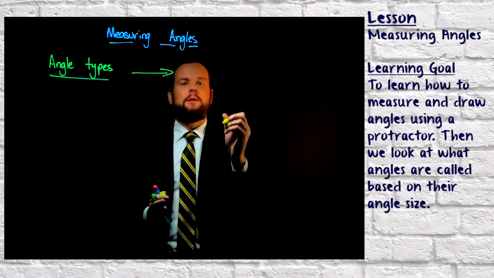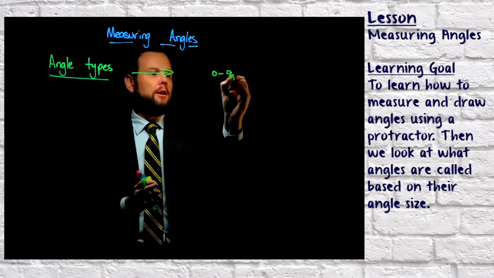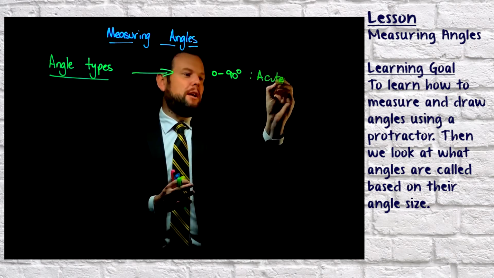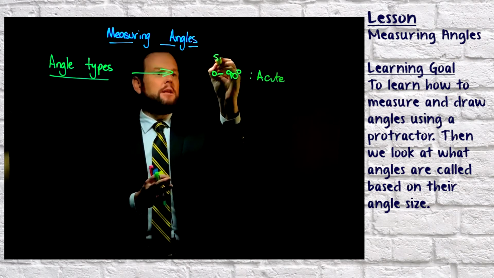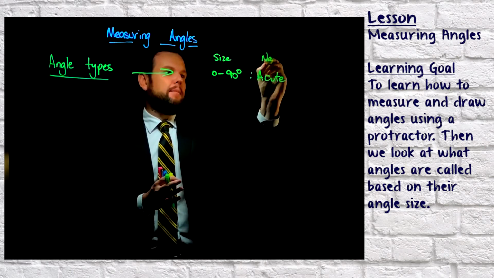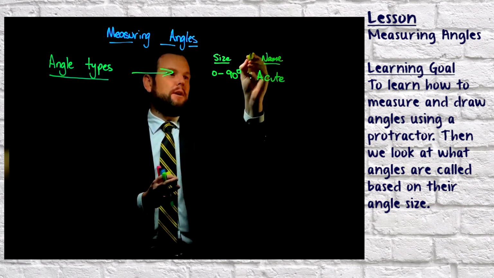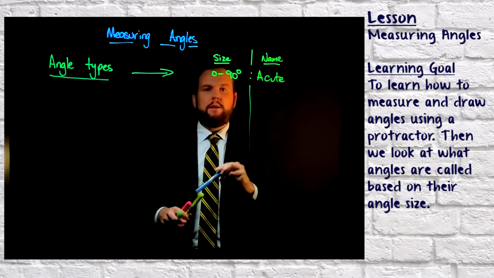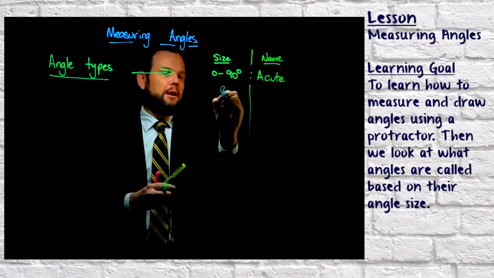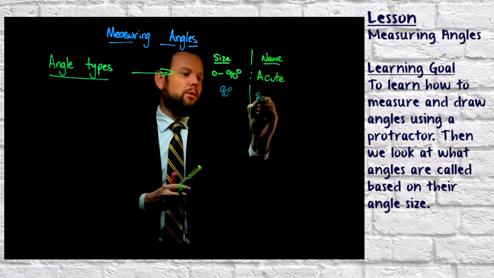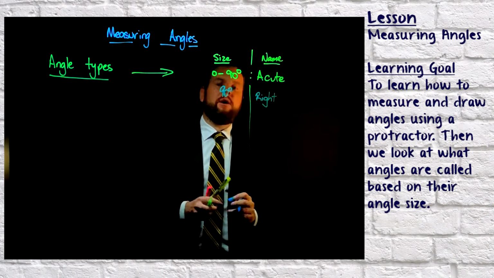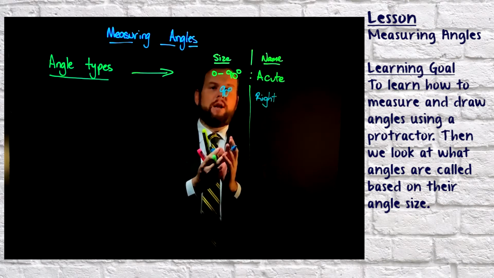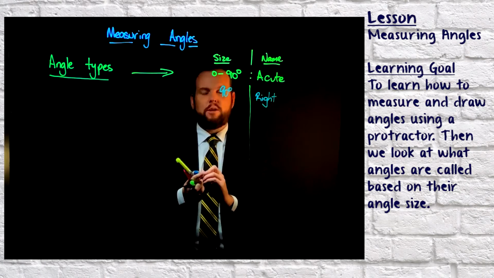We have a measurement for 0 to 90 degrees, okay? And all of these angles are called acute angles, okay? So this is the size and this is the name, all right? It's a very sophisticated table, this one. So our next measurement is 90 degrees itself, okay? And that is a right angle, okay? Now you're probably there going, oh, but hang on, there's 90 there and there's 90 there, okay? You just say that 90 degree angles are right angles and 0 to 90 are acute angles, okay?